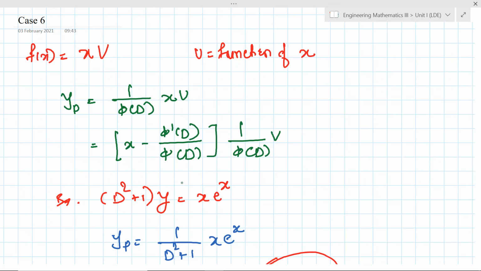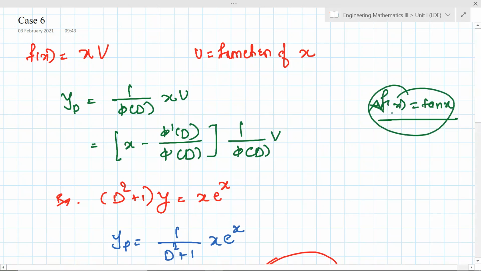If the function is other than all these 6 cases, suppose f(x) is equal to tan x, then we cannot use the shortcut method. In that case, either we have to use the general method, or we have to use the method of variation of parameters. Keep this in mind. If the function is not related to all these 6 cases, then we cannot use the shortcut method. In that case, you need to use either the general method or the method of variation of parameters. So this method is not applicable for this type of function.